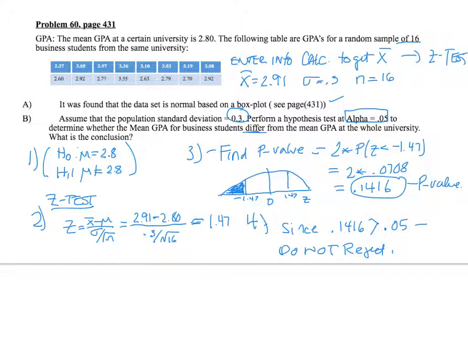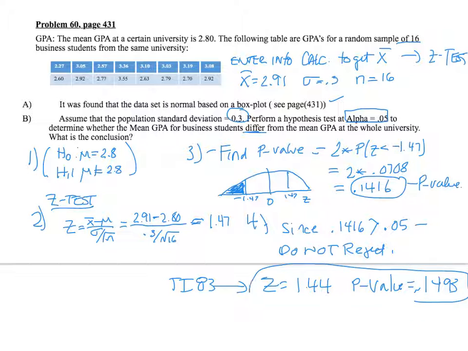The information I got was, let's see if I can put it on here. The Z value I got on the TI-83 is equal to 1.44, and the p-value was 0.1493. So there was rounding error, and so these were the values on the TI, and you may want to check that as well.